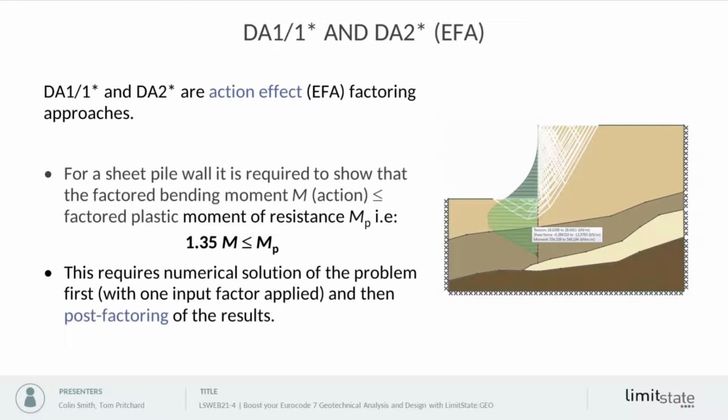So let's look at an example to make that clear. In a sheet pile wall, we are required to show that the factored bending moment, the action effect in the wall, is less than the factored plastic moment of resistance. Now the factor on the plastic moment of resistance could well be 1. So we're basically showing that 1.35 M, where the 1.35 is our action effect factor, is less than the plastic moment of resistance of the wall. So we need to solve the problem and then post-factor the results.